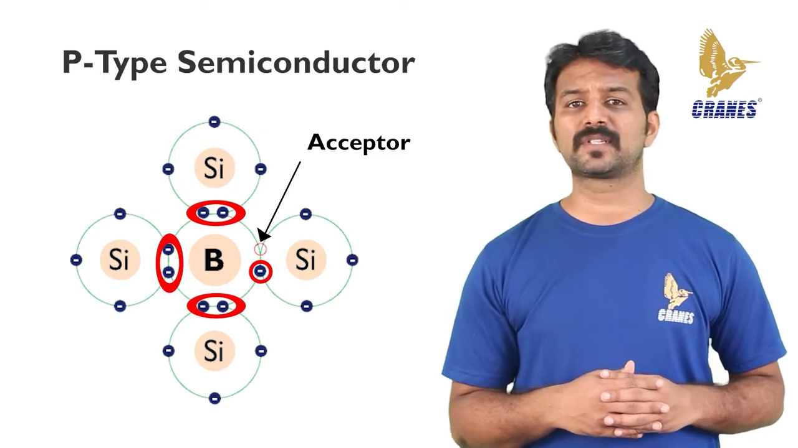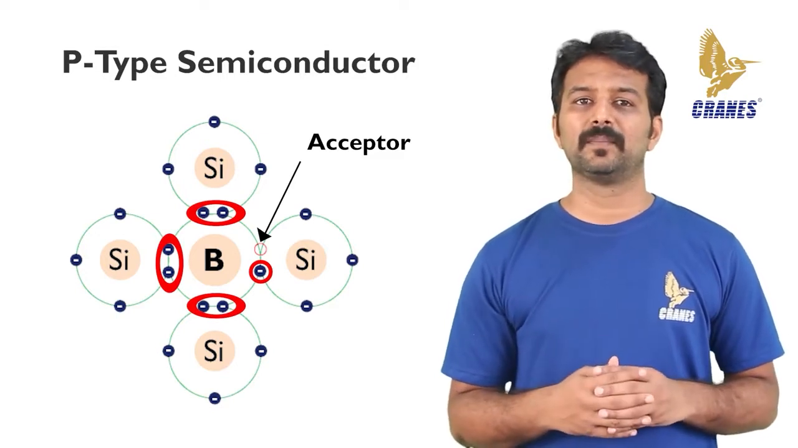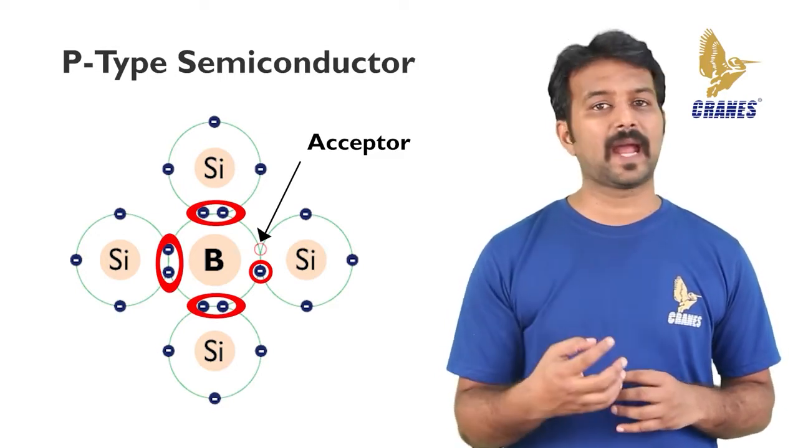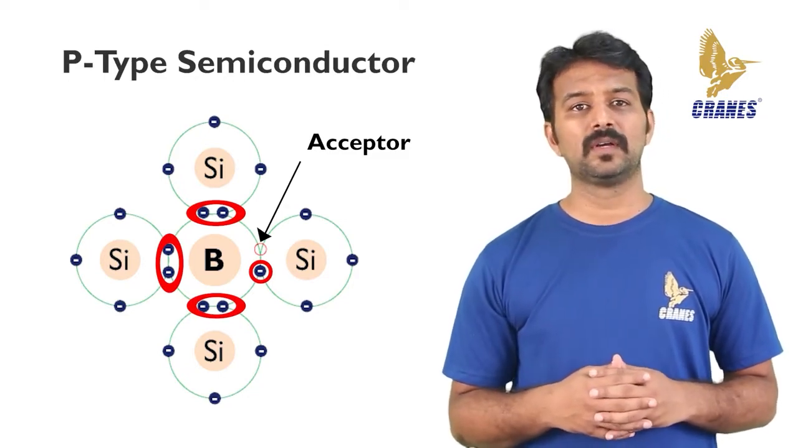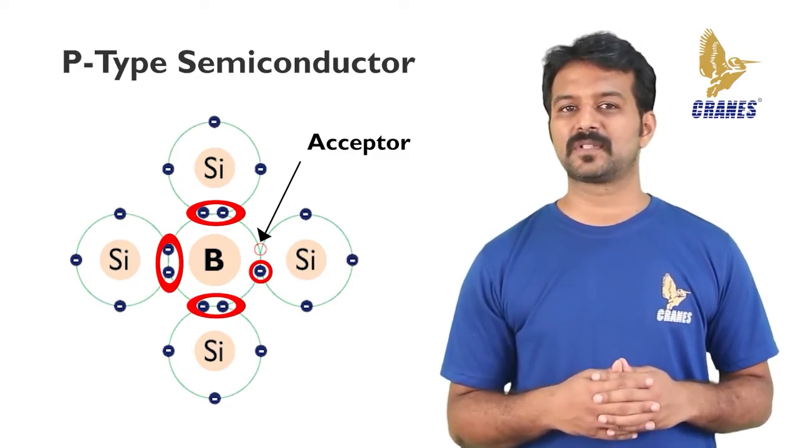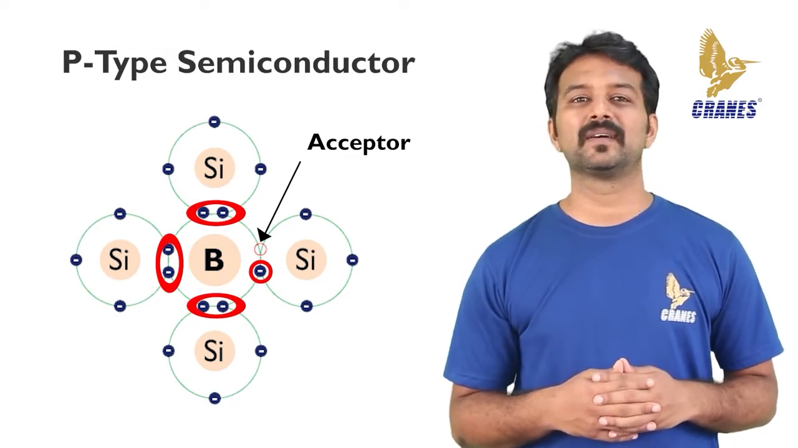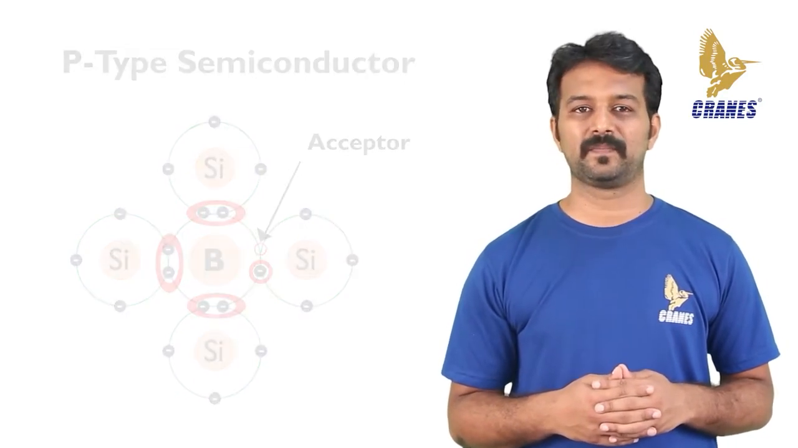The number of holes can be carefully controlled by the number of trivalent impurity atoms added to the silicon. A hole created by this doping process is not accompanied by a conduction electron.